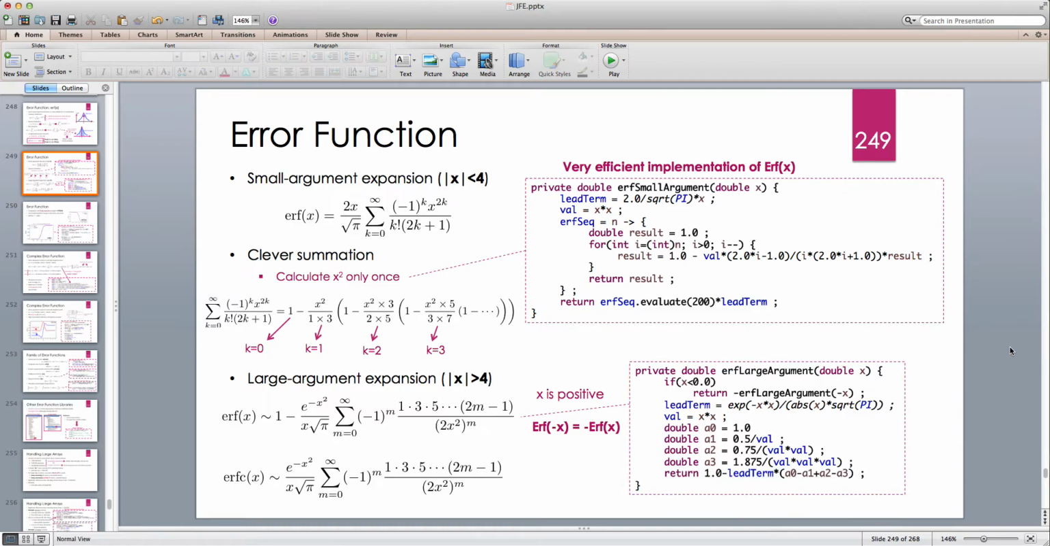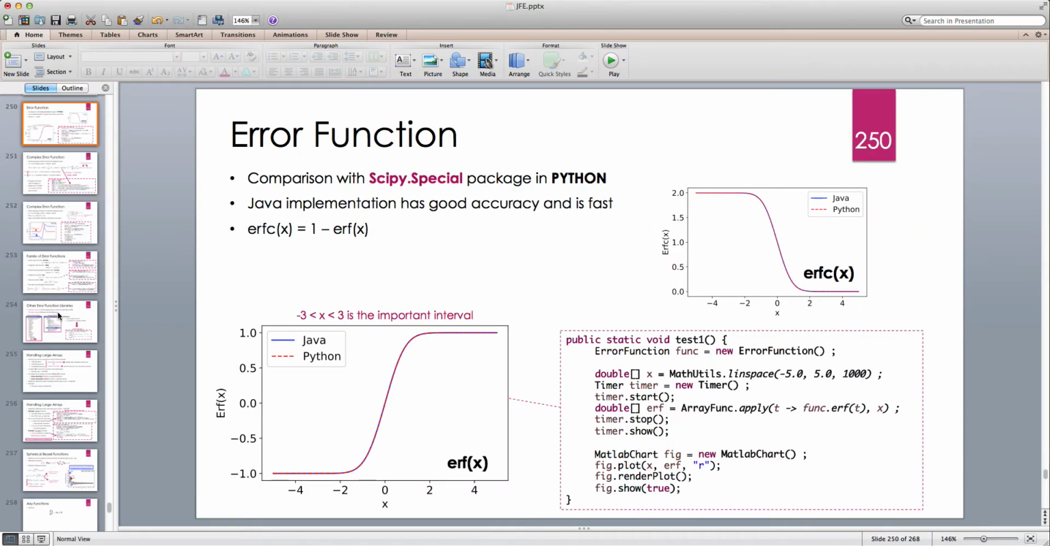And this gives us a very, very good accuracy for large x. So let's look at the shape of the error function. And of course, I'm going to compare it with the Python implementation. And again, what I like to point out here, Python doesn't have any pure Python implementations.